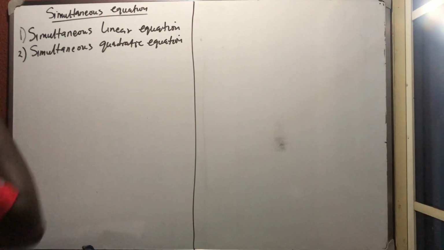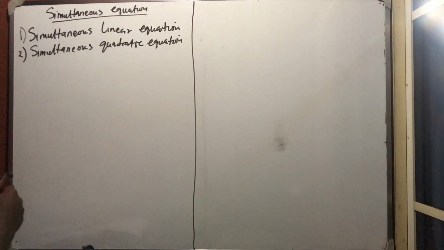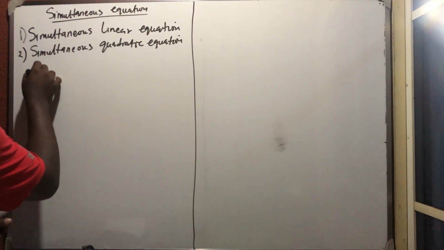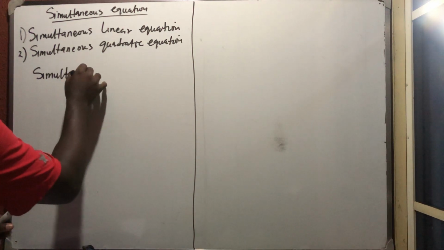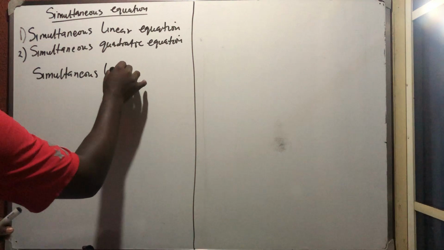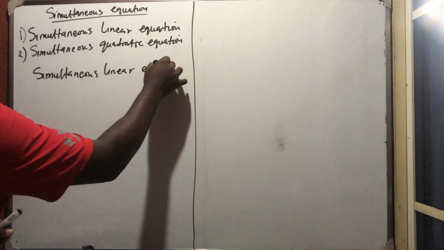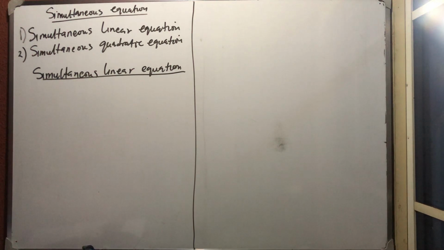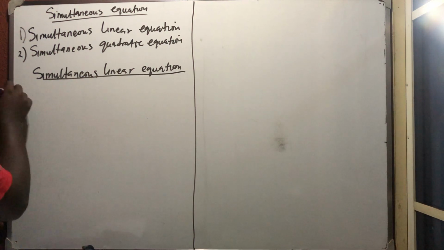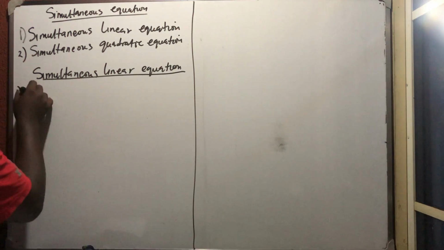Okay, so now the methods of solving simultaneous equations, especially simultaneous linear equations. Let's talk about the first one, simultaneous linear equations. In simultaneous linear equations we have different approaches or different methods of solving it. The first method that we are going to look at is the elimination method.